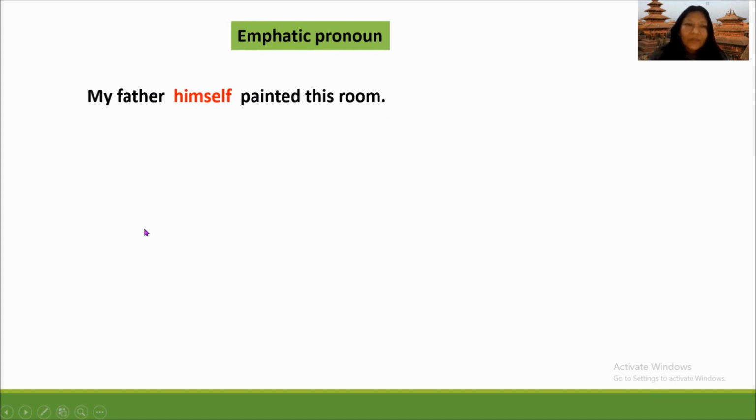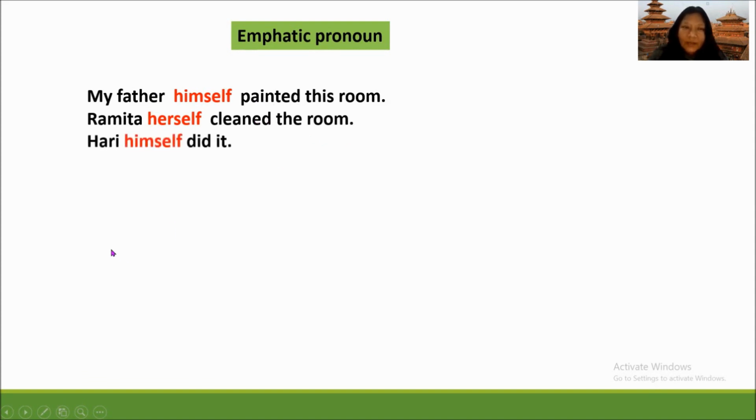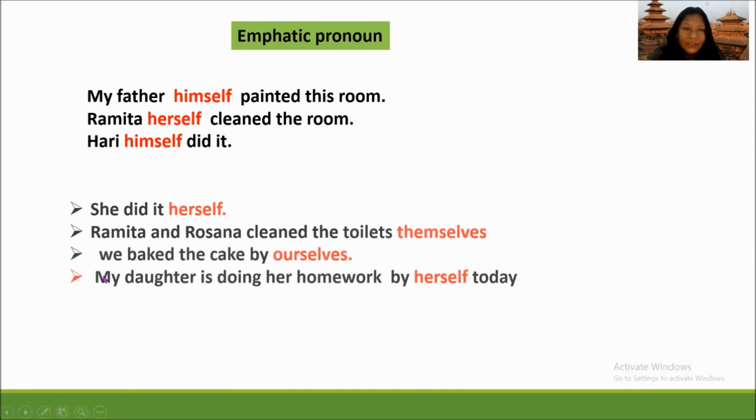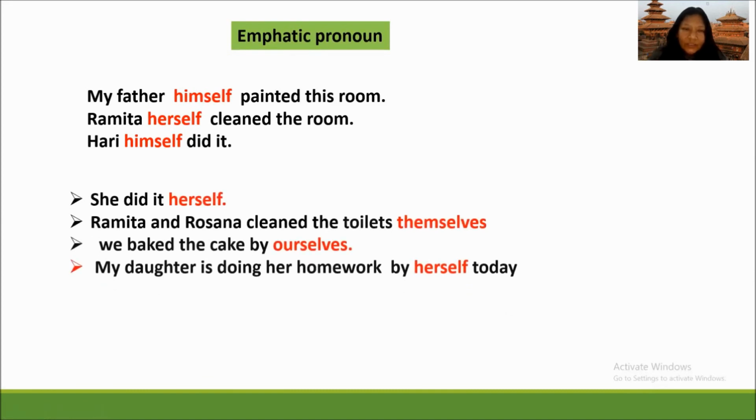Okay, meaning is that. And another sentence, Ramita herself cleaned the room. So Ramita, not someone else, cleaned the room. Okay, she did that, right? Hari himself did it. We emphasize Hari. Hari, not someone else, did it. Okay, look at these sentences here. She did it herself. Ramita and Roshna cleaned their toilets themselves. We baked the cake by ourselves. My daughter is doing her homework by herself today.